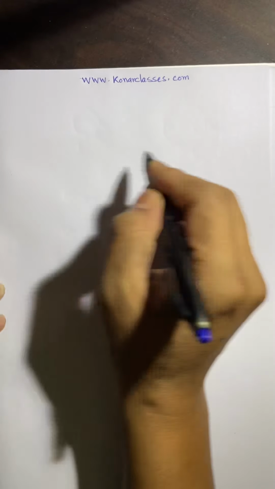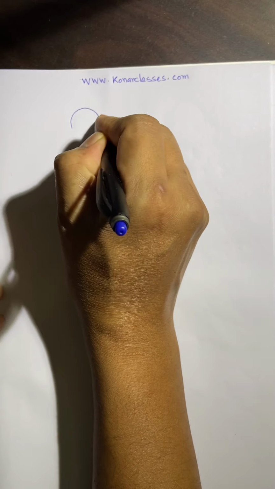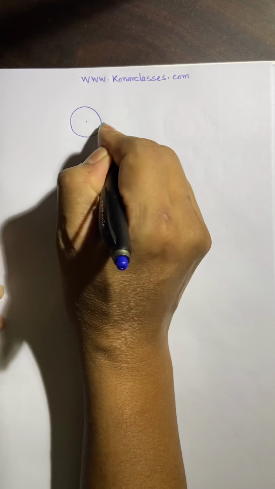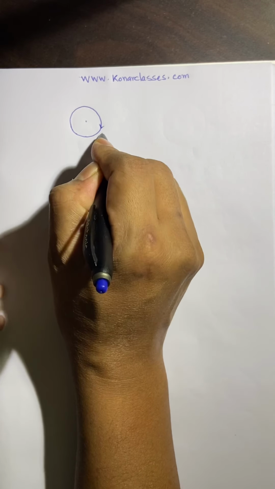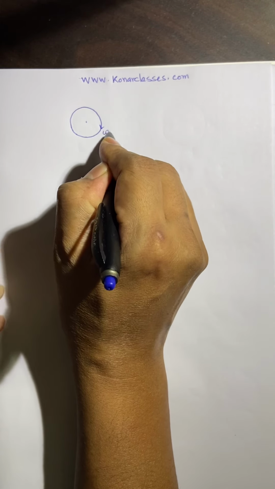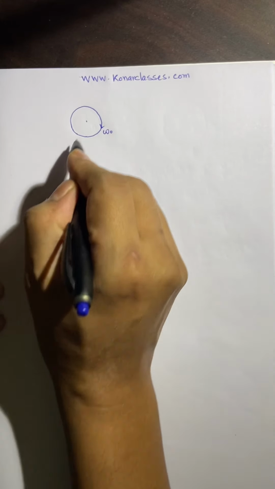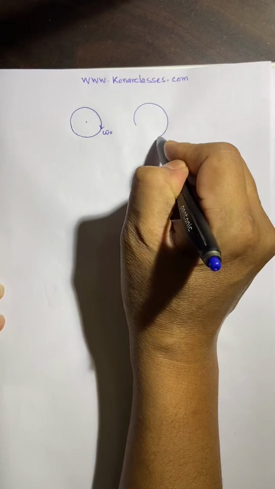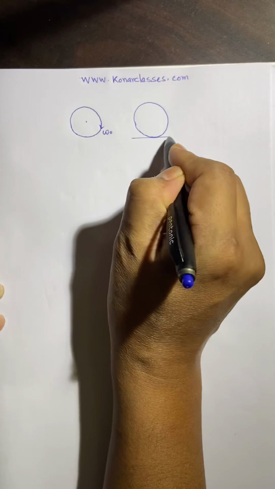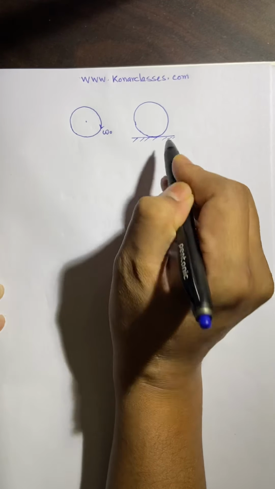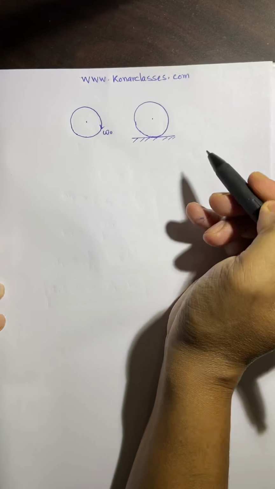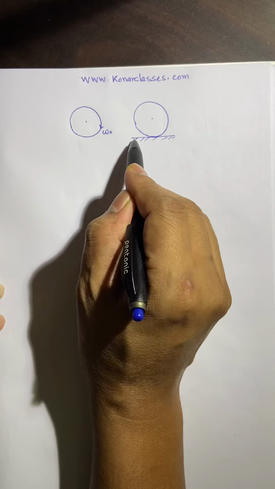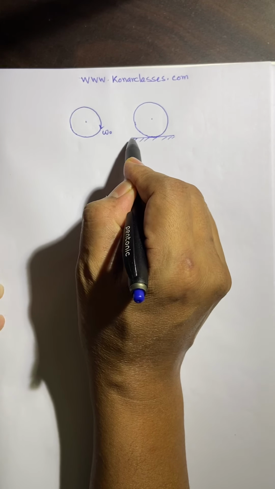Here in this problem, the hoop of mass m is rotating with the angular velocity omega 0. So when it is placed on a rough surface, so this is the rough surface, then friction will be acting.